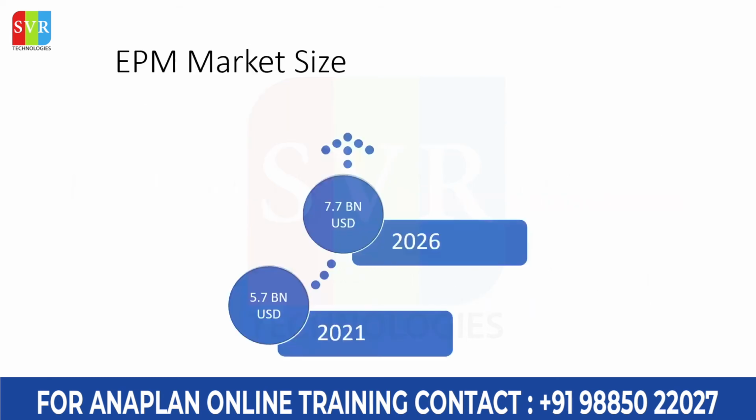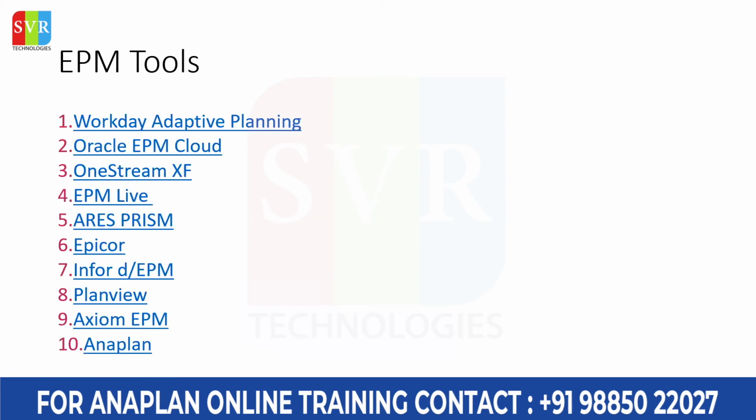Okay. So right now in 2021, the overall EPM market size is $5.7 billion, and it is growing at the rate of 6%. So it's a big market. These are the different EPM tools.